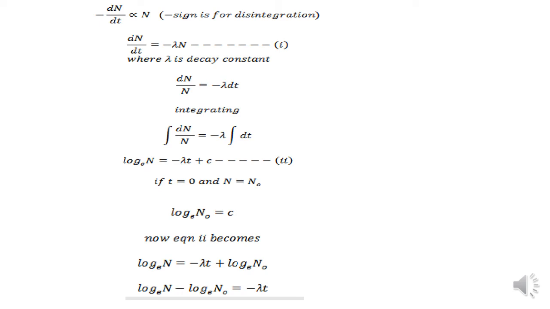Now we can solve this equation, that is dn by n is equal to minus lambda dt. Now we integrate, and the integration limits we can take for a time interval 0 to infinity.